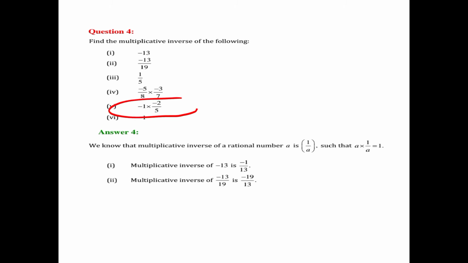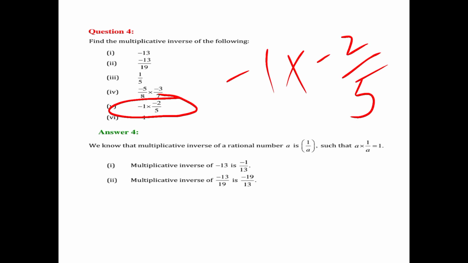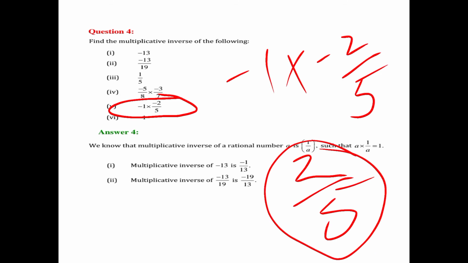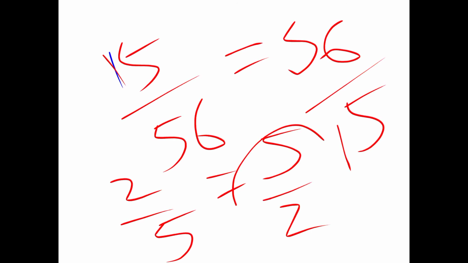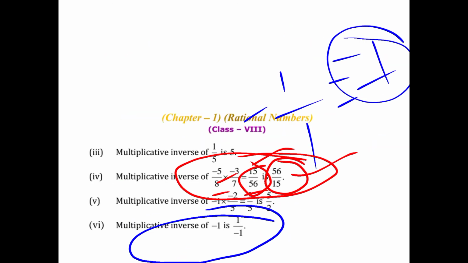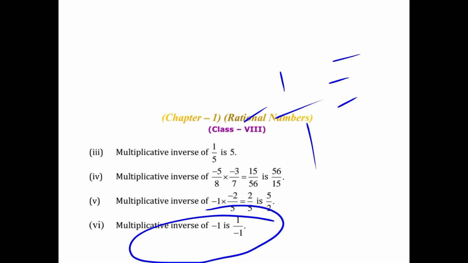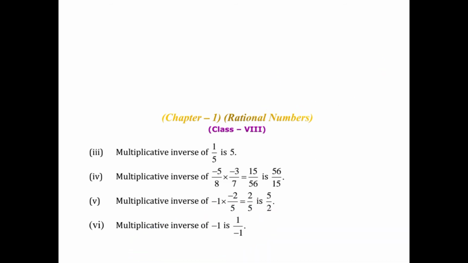Similarly here, minus 1 into minus 2 by 5. First we will multiply these two rational numbers. Minus 1 into minus 2 is equal to 2, so we get 2 by 5. Then we have to find the reciprocal of 2 by 5. The reciprocal of 2 by 5 is simply 5 divided by 2, right?